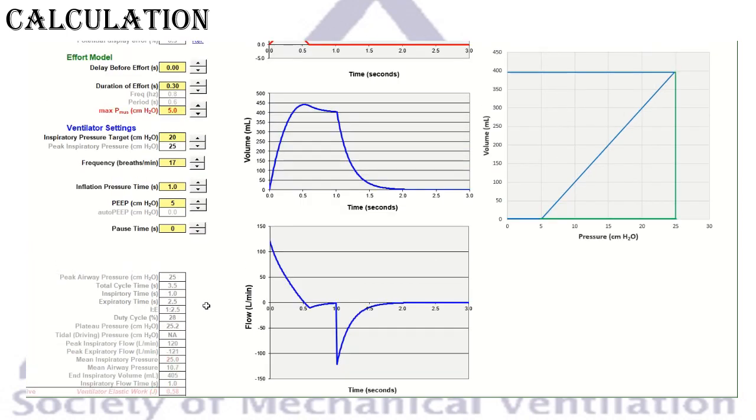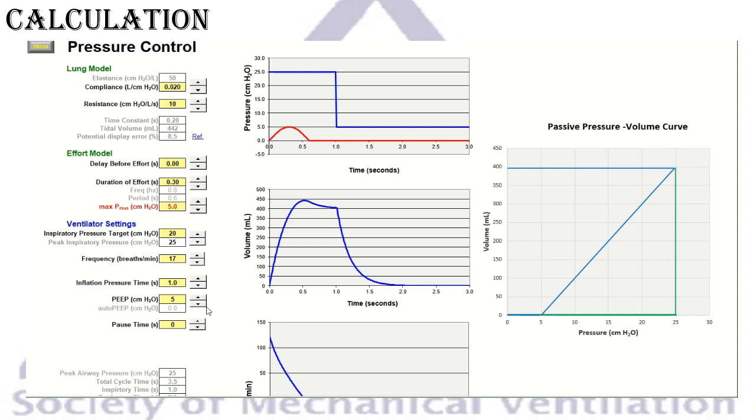So the mechanical power in a passive and an active patient will depend on the patient and will depend on the mode used. It does not go in the same direction. In volume control, it will be almost the same, but in pressure control, it will increase if the patient becomes active.